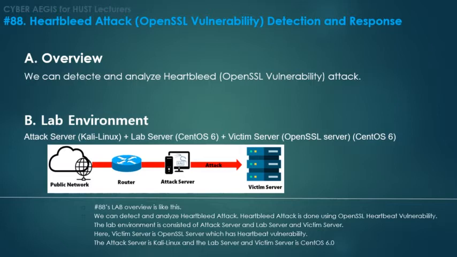Number 8 lab overview is like this. We can detect and analyze the HeartBleed attack. The HeartBleed attack is done using the OpenSSL HeartBleed vulnerability. The lab environment consists of an attack server, a lab server, and a victim server. Here, the victim server is an OpenSSL server, which has the HeartBleed vulnerability. The attack server is Kali Linux, and the lab server and victim server are CentOS 6.0.